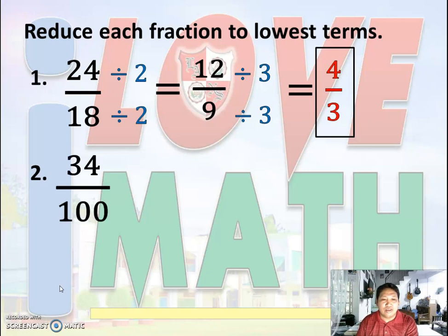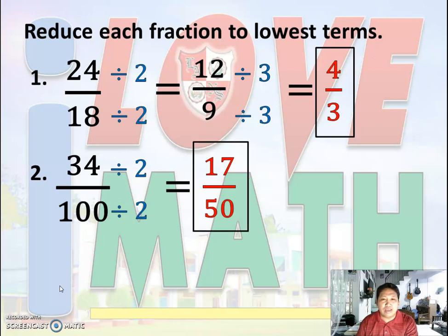Second example, we have 34 over 100. Both of them are even numbers again, meaning it's easier to divide both by 2 first. 34 by 2 is 17, and 100 by 2 is 50. And then if we try to think of a common factor between 17 and 50, there is none. Therefore, the final answer will be 17 over 50.